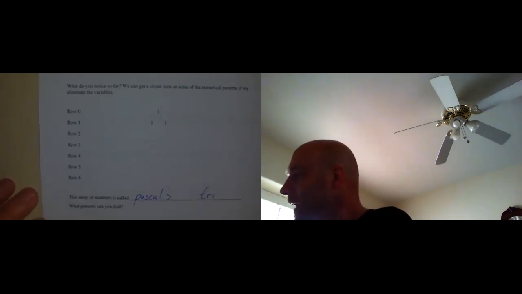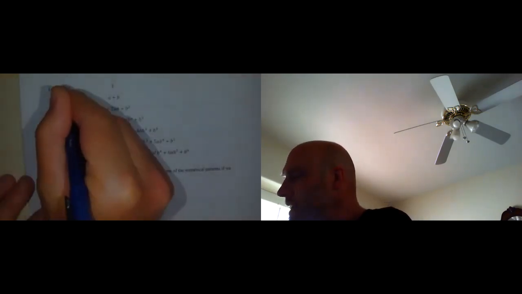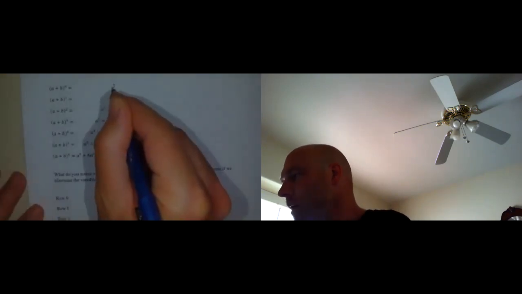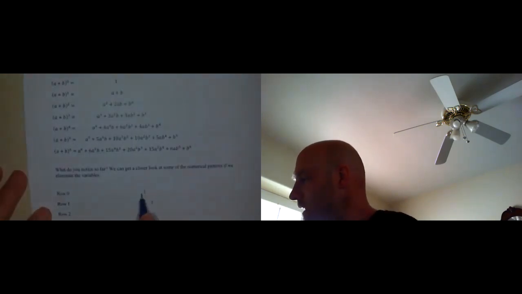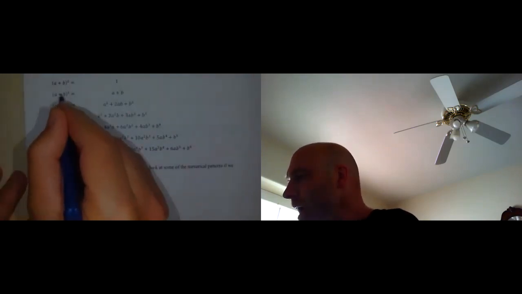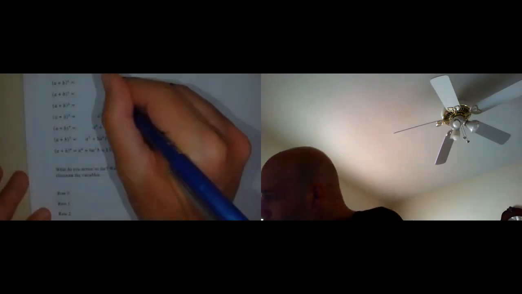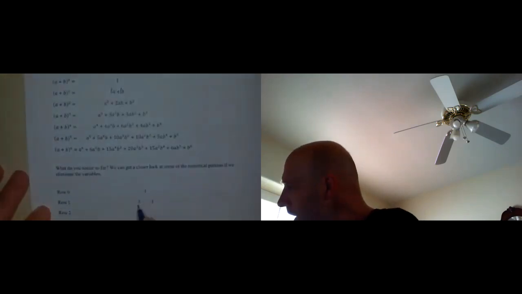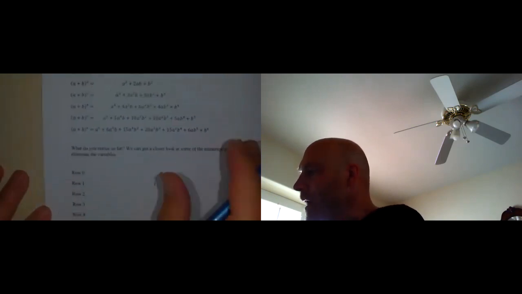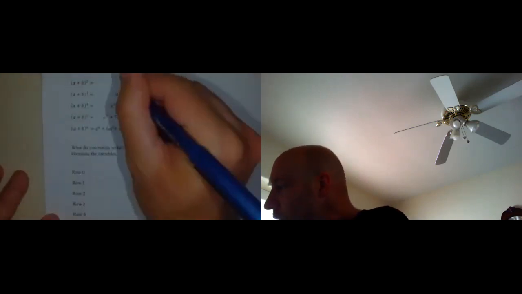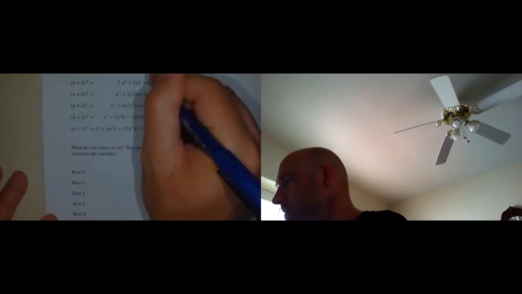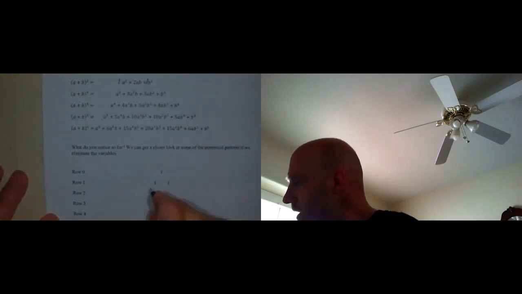If I take a plus b to the 0th power, well, anything to the 0th power is just 1. Notice that 1 there. A plus b to the 1st power, anything to the 1st power is itself. Notice I have a 1a and a 1b, and there is a 1 and a 1. A plus b squared is 1a squared plus 2ab plus 1b squared. So over here I would have a 1. Well, I see a 1 and a 1. I'll add them together and get a 2, and then a 1.